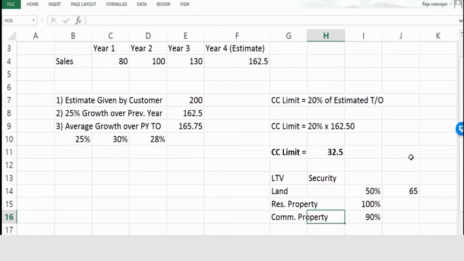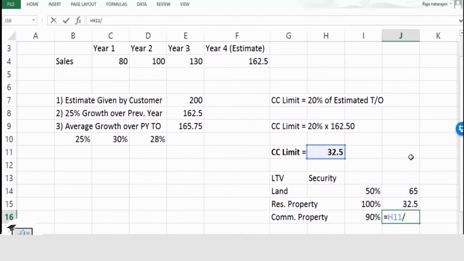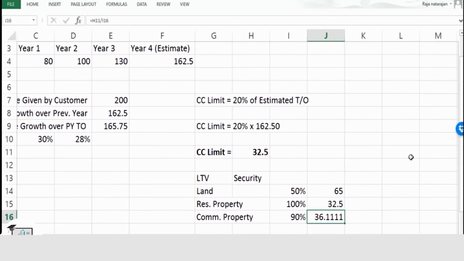If he is giving a residential property, then 32.5 by 100%, it's sufficient if he's giving 32.5 million worth of residential property. If it is a commercial property, then it's going to be 32.5 divided by 90%, then he should give 36.11 million worth of a property. So here, if he has properties for these values, then he is safe.